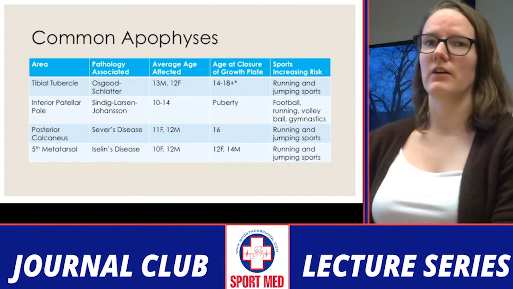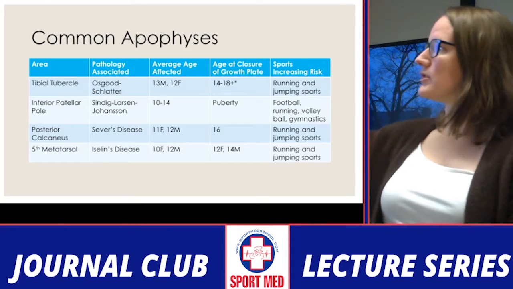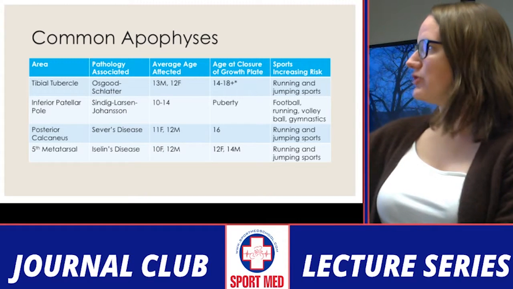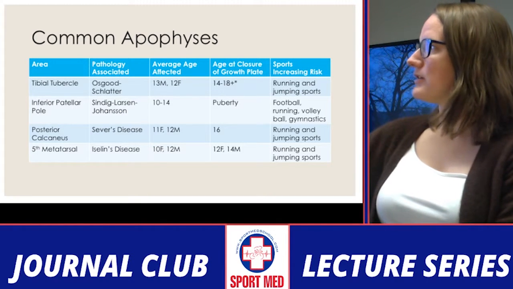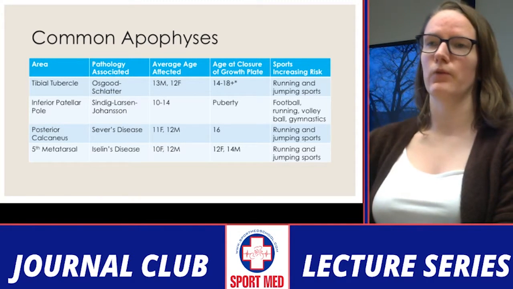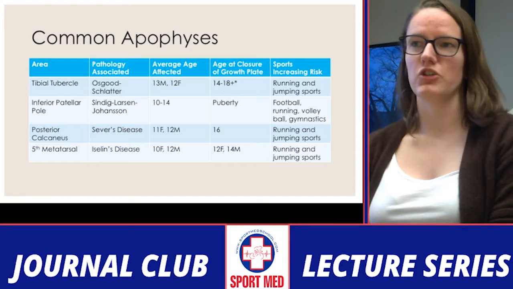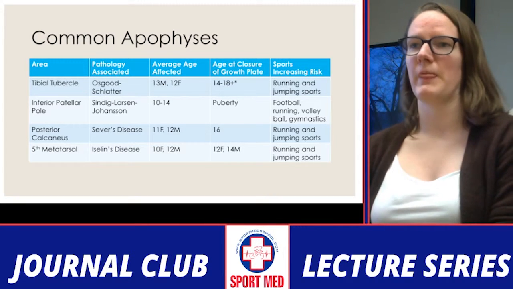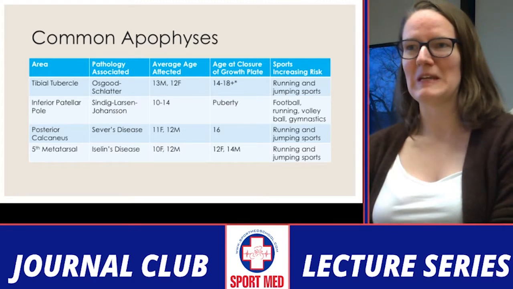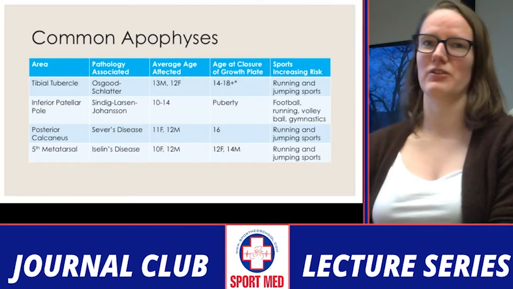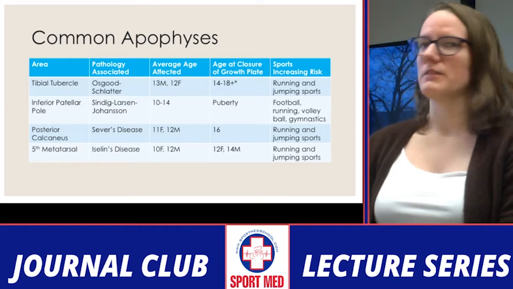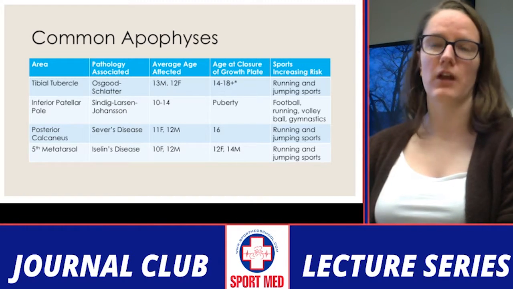This slide is focusing on the lower limb, so you can see that the tibial tubercle is associated with Osgood-Schlatter, as I'm sure we all know. The average age that I found were affected were 13 for boys and 12 for girls. And then the growth plate closes between 14 to 18, but it has been shown to close even over the age of 20 in some people. So it's not as common to see Osgood-Schlatter after the age of 20, but it's still something to think about. And then, as we know, athletes who are involved in running and jumping sports are more at risk.